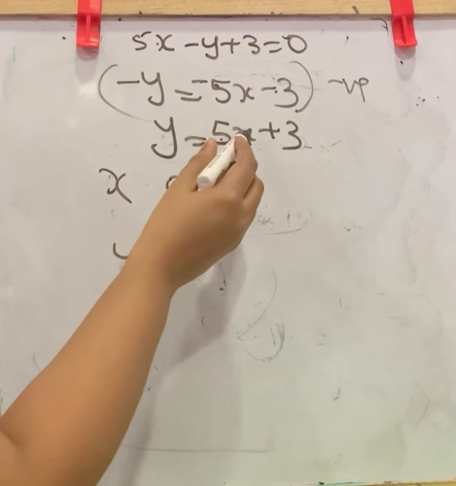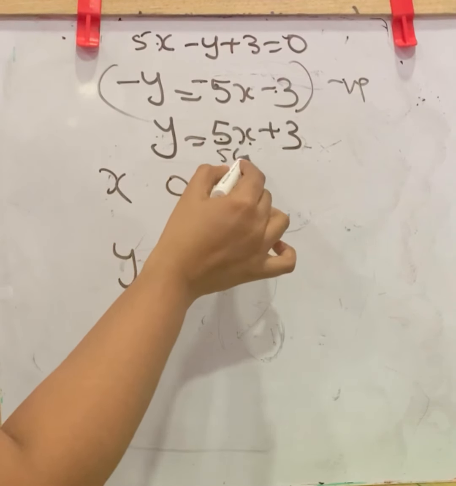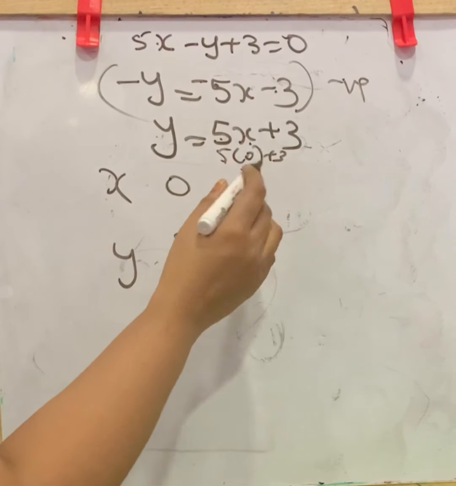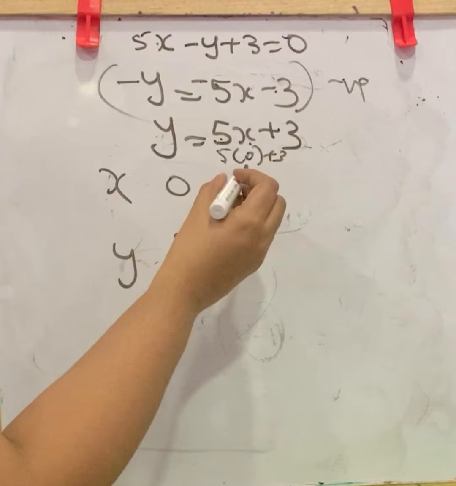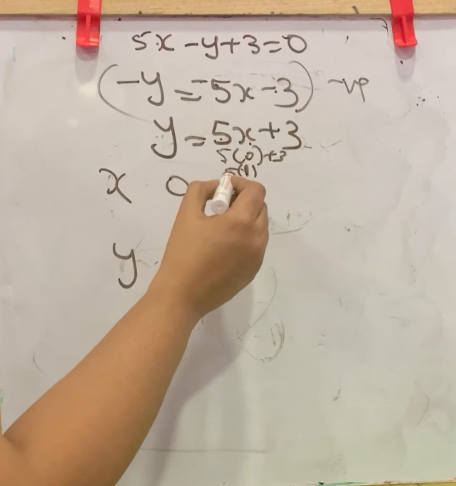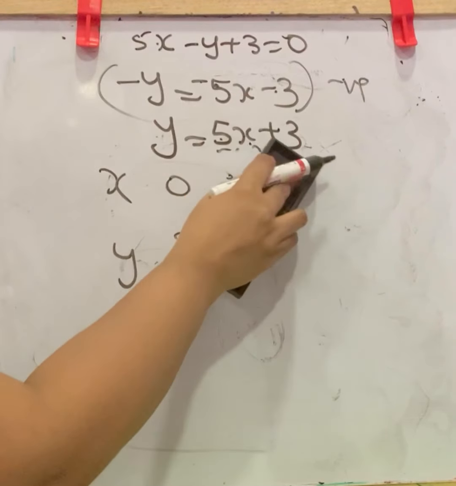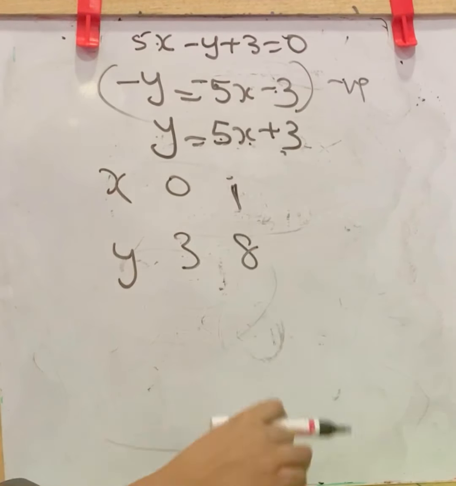If x is 0, then y becomes 5 into 0 plus 3, that is y is 3. If x is 1, then 5 into 1 plus 3. 5 ones are 5, plus 3 is 8. Y is 8. So we will plot it on the graph.